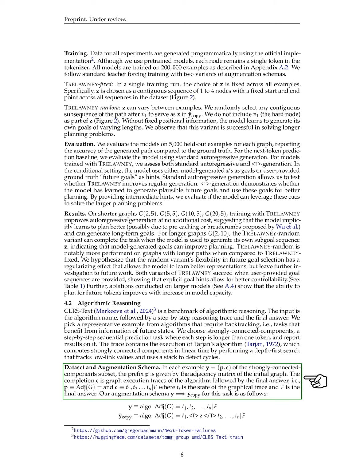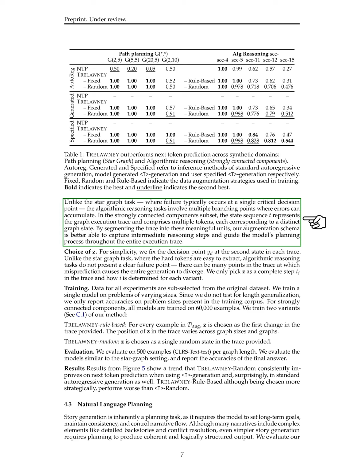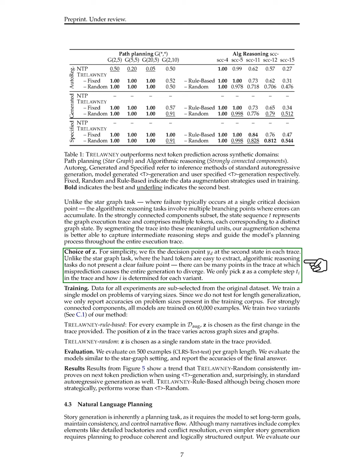For our dataset, each example in the strongly connected components subset includes a prefix representing the adjacency matrix of the initial graph and a completion that consists of the algorithm's execution traces followed by the final answer. Our augmentation schema helps capture intermediate reasoning steps by breaking the trace into meaningful units, which aids the model's planning throughout the execution. We simplify the decision point by fixing it at the second state in each trace. Unlike the star graph task, where failure points are clear, algorithmic reasoning tasks can have multiple points of potential error. We select a complete step from the trace as our decision point.